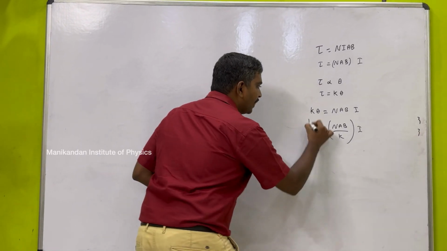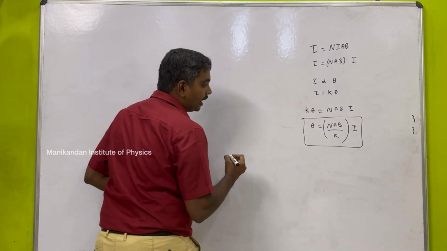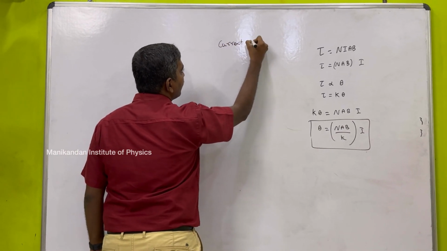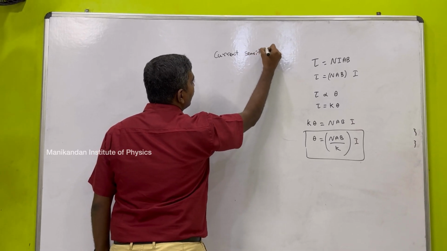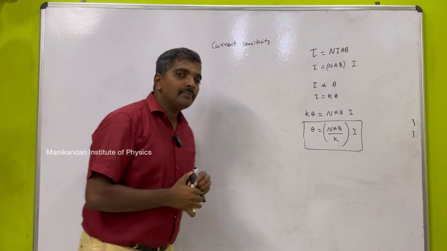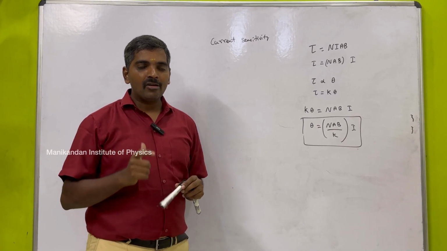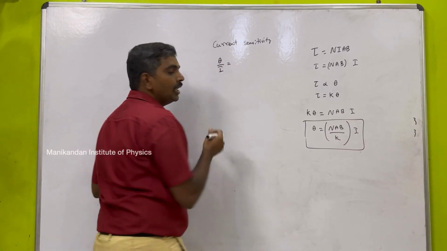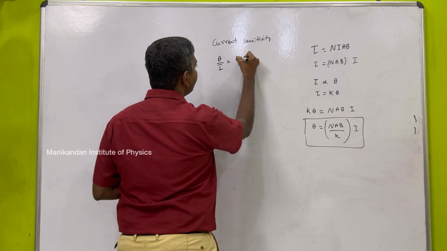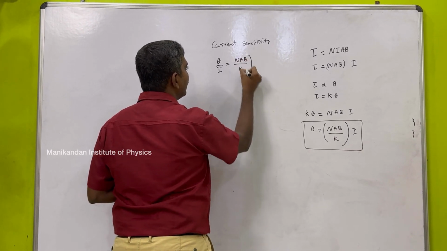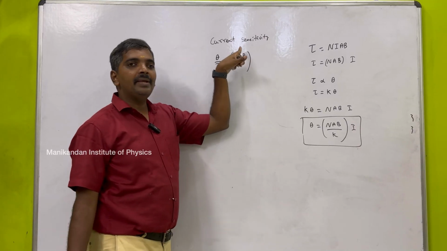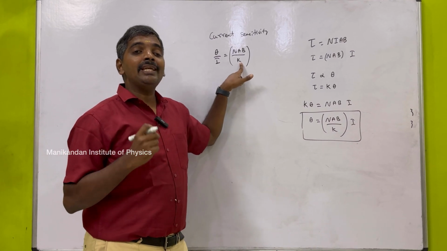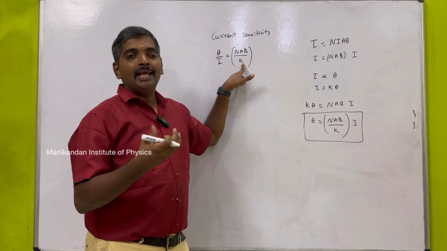From this equation I can write the current sensitivity. Current sensitivity is nothing but the deflection produced by the galvanometer per unit current, theta by I. This is called current sensitivity. So this is nothing but NAB by k, where N is the number of turns, A is the area, B is the magnetic field, and k is the torsional constant. The torsional constant tells about the nature of the spring we are using in the galvanometer.